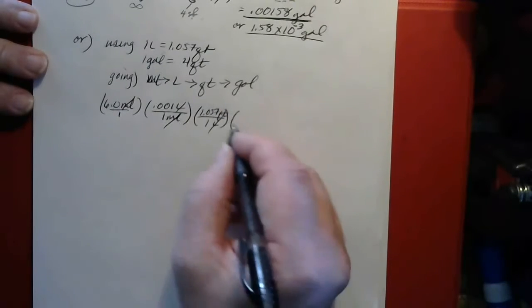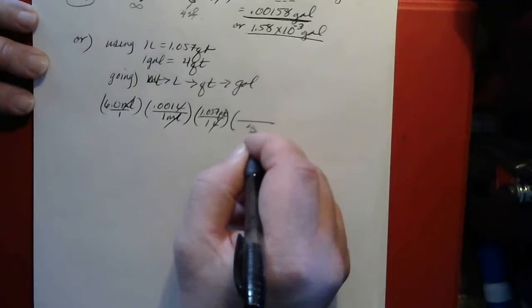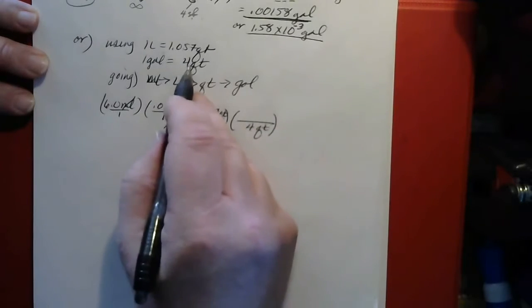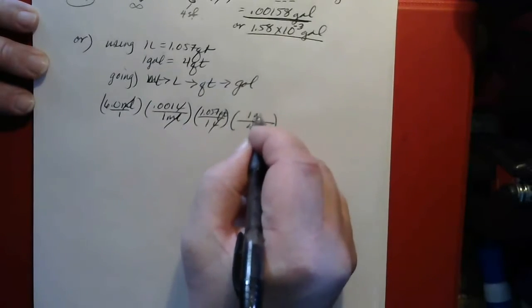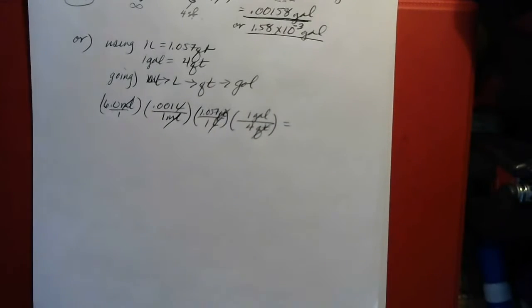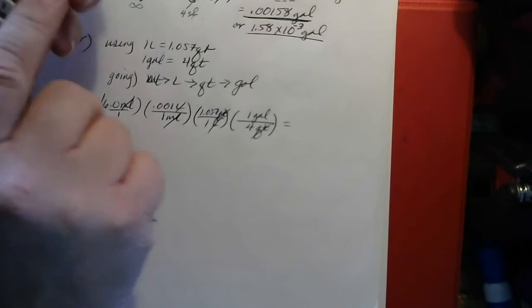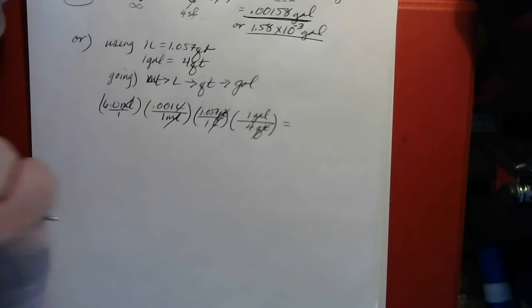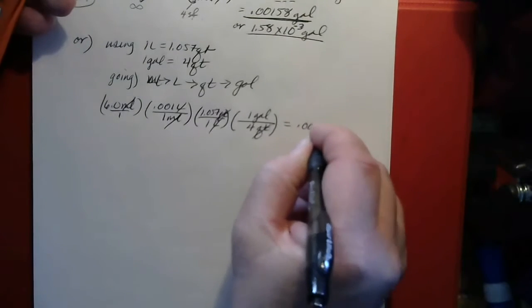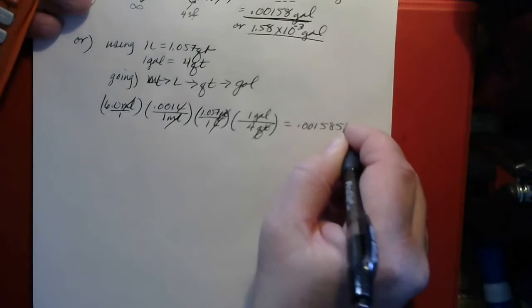Now we can go to gallons. Now that we have quarts, quarts as a unit needs to go on the bottom along with its associated number, and gallons can go on the top. Now quarts cancel, and we have gallons as the unit. So 6 times 0.001 times 1.057 divided by 4 equals 0.0015855 gallons.